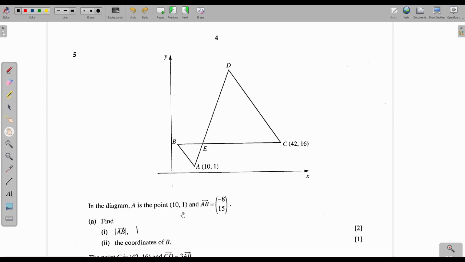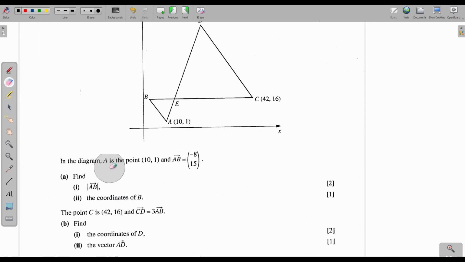So what they need us to do, firstly, is to find the distance between A and B. This just demarcates that, especially in vectors, but this works with almost all mathematics. If you have the absolute value like this, it basically means they want you to find the distance between whatever is in there. So the distance AB is what they want us to find.